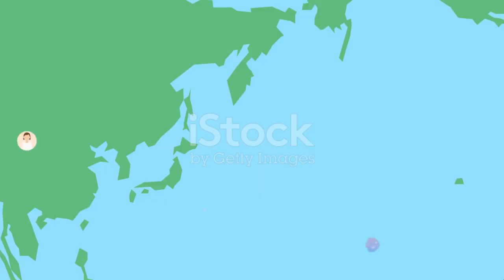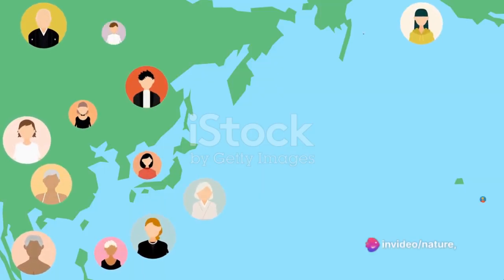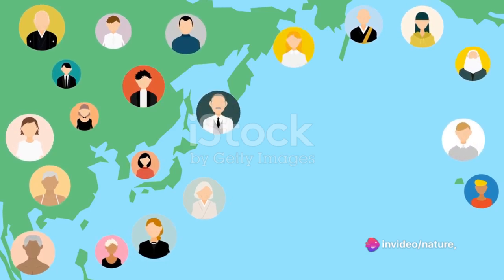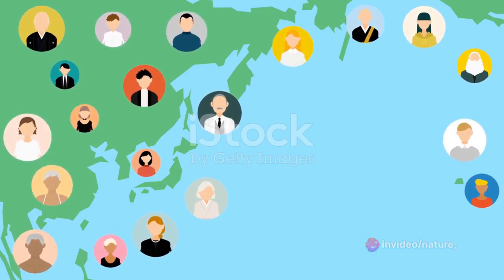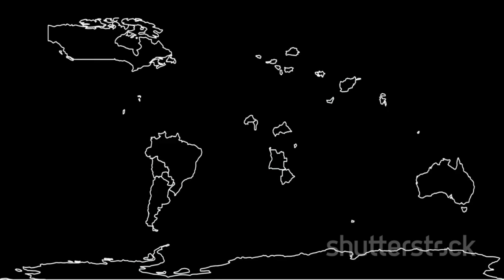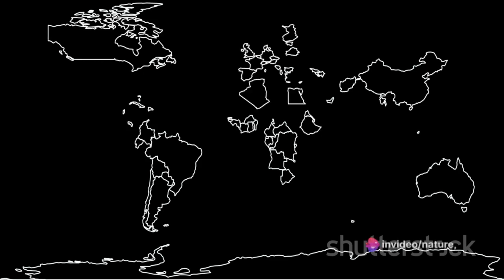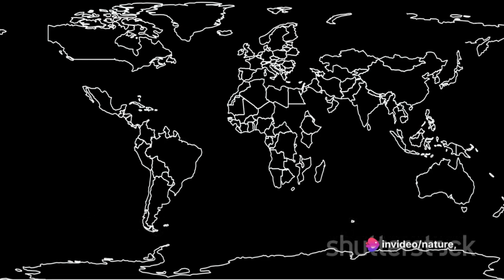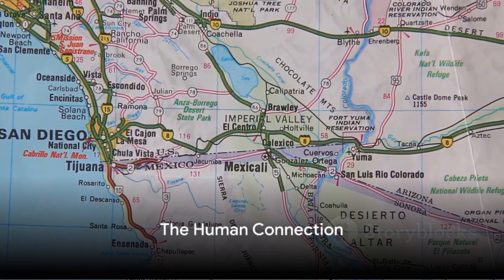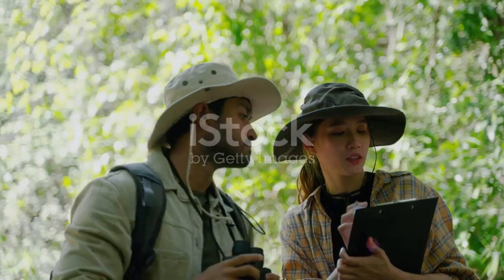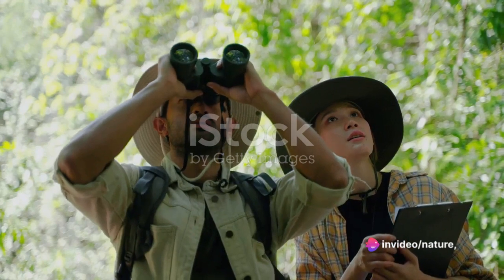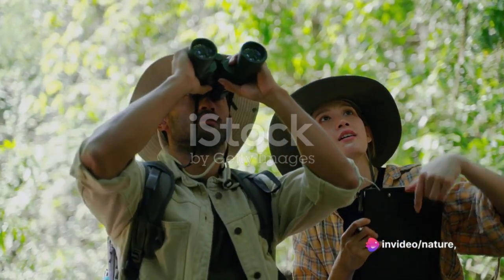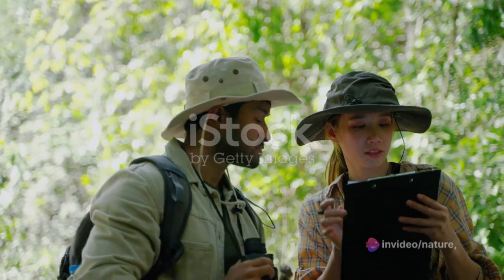So whether we're talking about the Wallace line, geopolitical borders, climate zones, or cultural divides, these invisible lines are more than just abstract concepts. They are powerful forces that shape our world, our societies, and our lives in ways we often don't realize. Why should we care about these invisible lines and divisions, you might ask? Well, these unseen partitions are crucial in conservation efforts, understanding the world's biodiversity, and in shaping education systems globally.